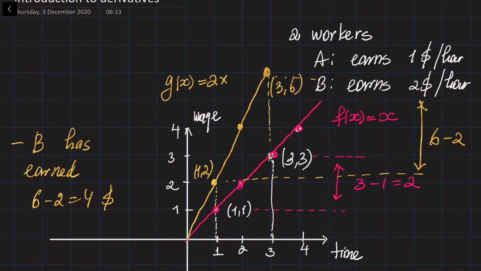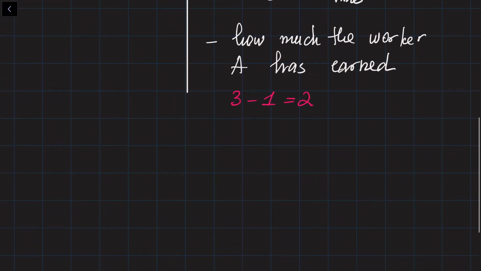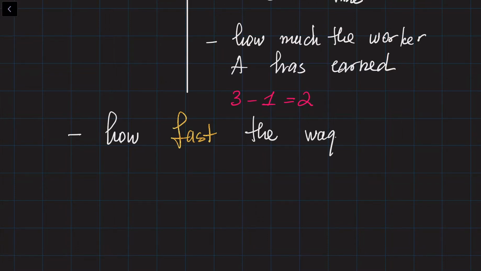So you see, if you would like to understand how much your function or curve has changed, it is enough to subtract the y coordinates of the 2 points on your line or on your curve. But now what I would like to do is understand how fast the wage of the worker A or B has changed. How fast has the wage changed?